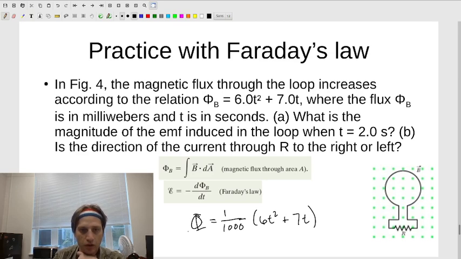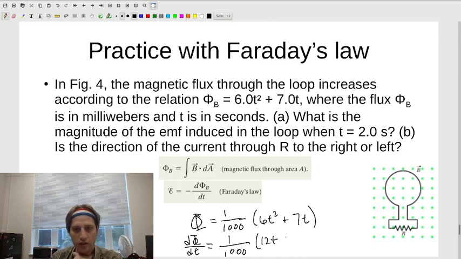Well, you could go ahead and take your d flux dt, and it would give you 1/1000 times 12t plus 7, and then I would just need to put in 2 seconds right there for t. Okay, so then just multiply that out, and that should give you an answer that is in volts.